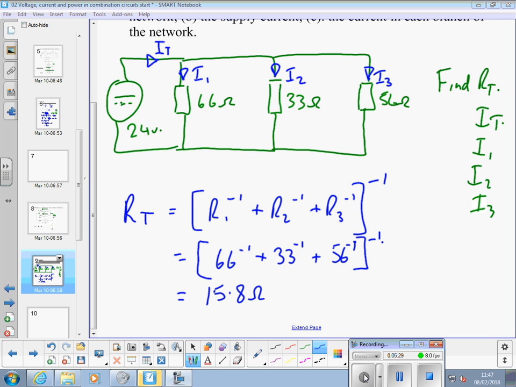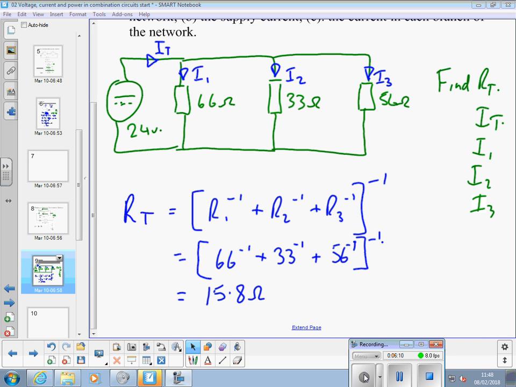15.8. How do I know that that looks a sensible answer? The total is always lower than the lowest one in the combination. The lowest one is 33. We got 15.8, so that looks okay. Because if you think about it, the overall resistance to that current flow is less because there's 3 directions for it to go in. That's the underlying electrical principle: because the current's got 3 different routes to go, it's much easier than if it only had 2 or 1.